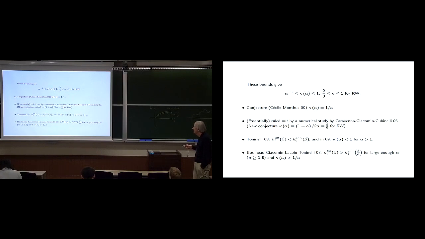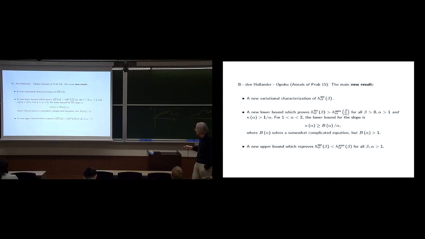The open problem was really to mathematically disprove this conjecture that it is 1 divided by alpha, so 2/3 here. And then some considerable progress was made by Fabio Toninelli, who proved that this critical line is strictly below the annealed critical line. And he also proved that the tangent at the origin is smaller than 1. Then there was also some progress, but only for larger alpha, by Bodino, Giacomin, Lacuna, and Toninelli in 08. Now we have a new paper that has just appeared in the Annals of Probability with Franklin Hollander and Alex Opurku.